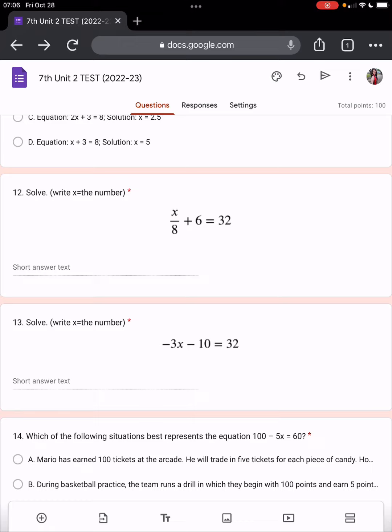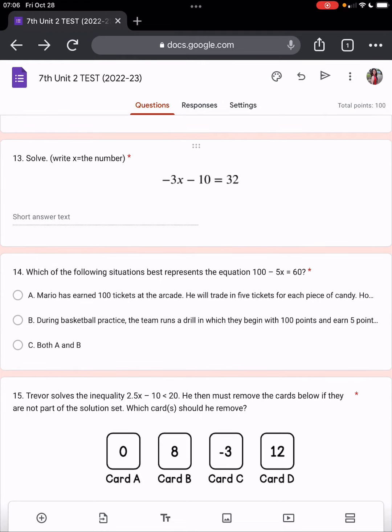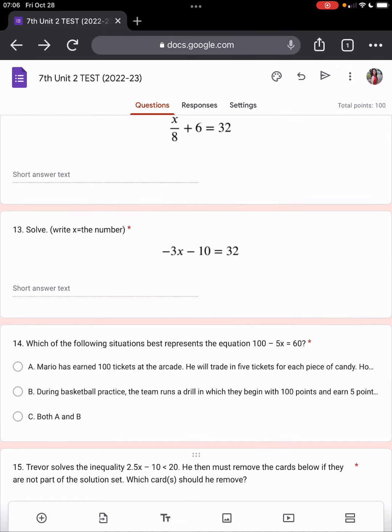Number 12, solve. Write x is equal to the number. x divided by 8 plus 6 is equal to 32. Number 13, solve. You must write x is equal to the number. Negative 3x minus 10 is equal to 32.